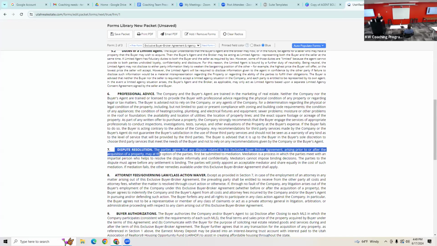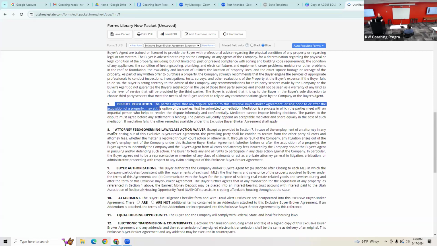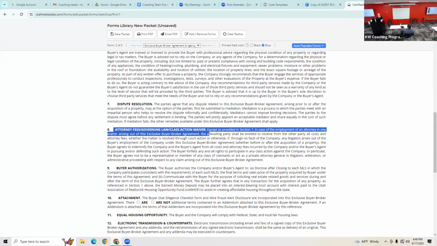Dispute resolution. So this just says that if we were to get into any disputes over this agreement, we would go to mediation first. We definitely don't want to go to court if we don't need to, and a lot of times we can handle this with just a couple of brokers in the room. If we were to go to court, attorney fees are paid according to the governing law. So whichever party prevails, and then basically what the judge says is who's going to pay that, if we were ever to go to court over this.